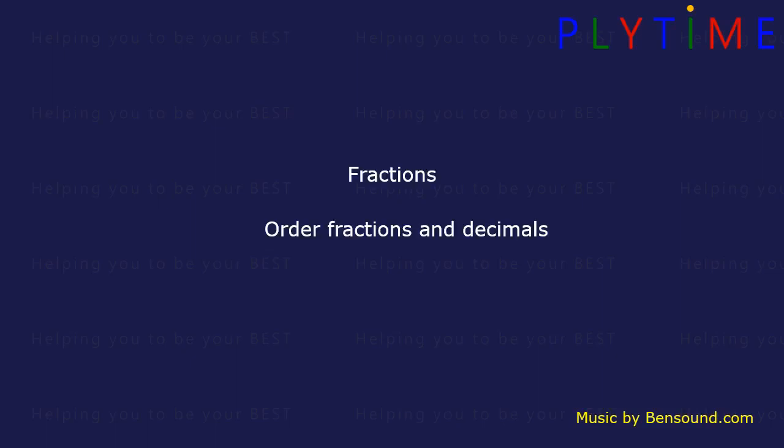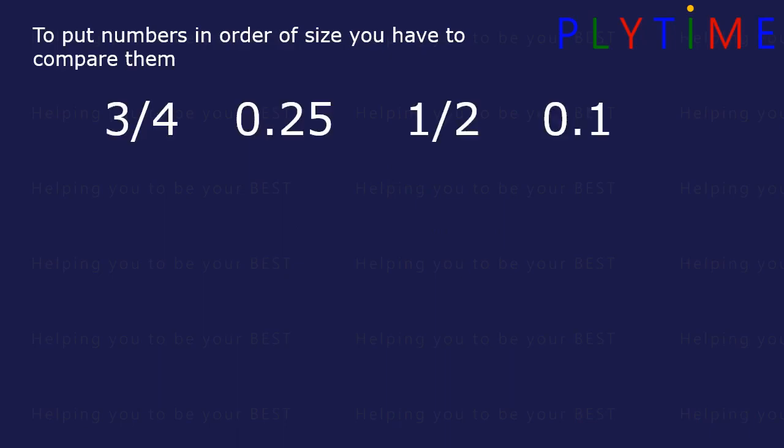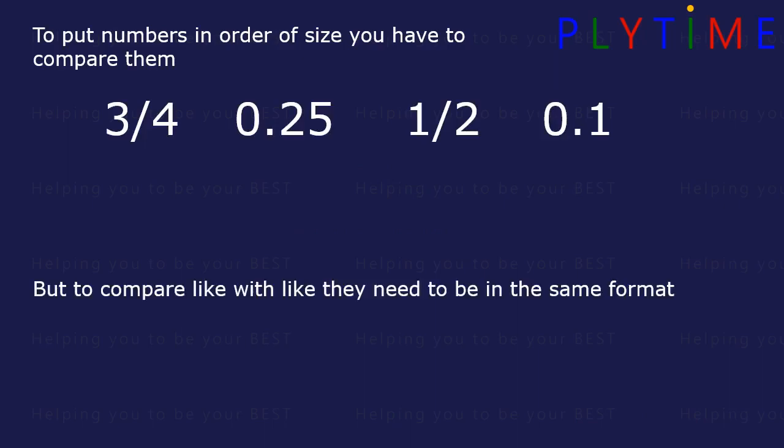Fractions. Order fractions and decimals. To put numbers in order of size, you have to compare them. Here we have fractions and decimals. To compare like with like, they need to be in the same format.